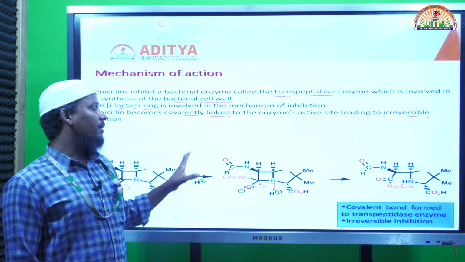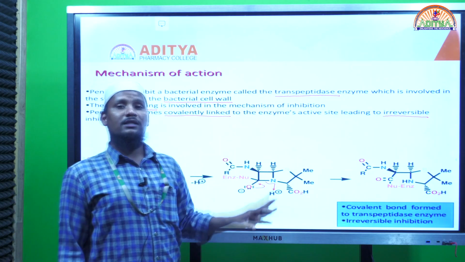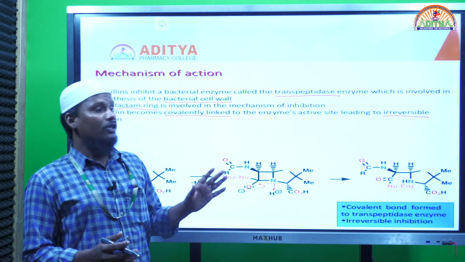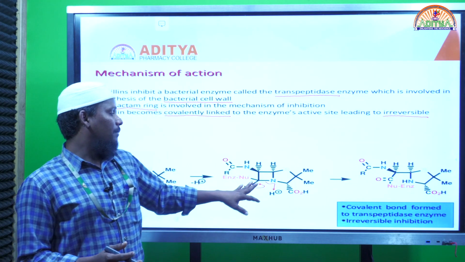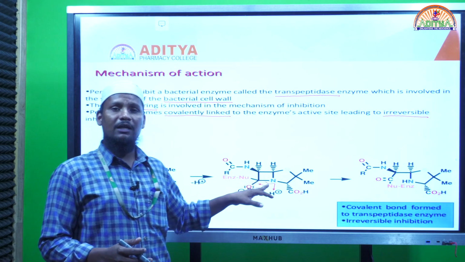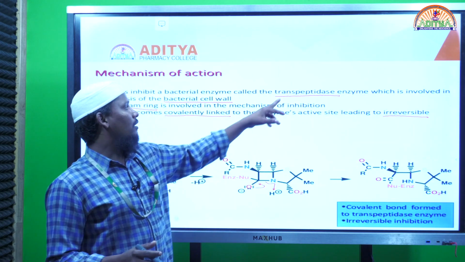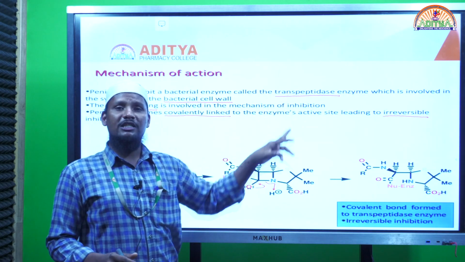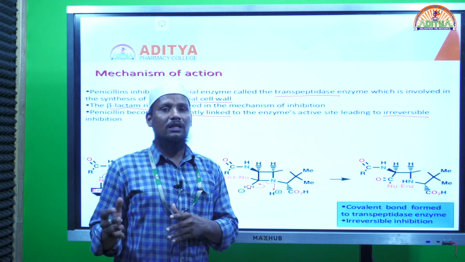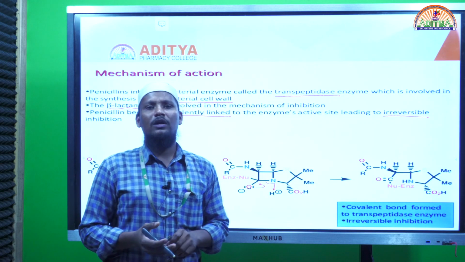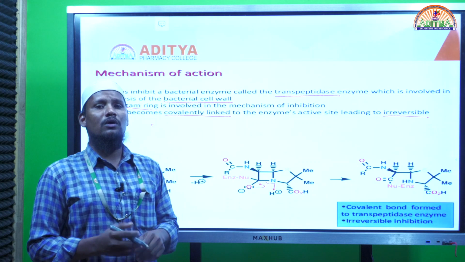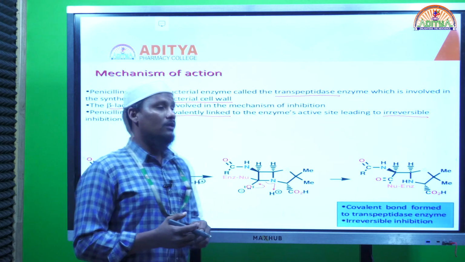So the main theme in the mechanism is that transpeptidase is an enzyme that is essential for cell wall synthesis. Okay. Now in the case of penicillins, the 4-member beta-lactam ring will covalently bind to the transpeptidase enzyme and inactivate it. So whenever the penicillin inactivates the transpeptidase, what happens? The cell wall synthesis gets inhibited, which leads to the bursting of the bacterial cell wall.